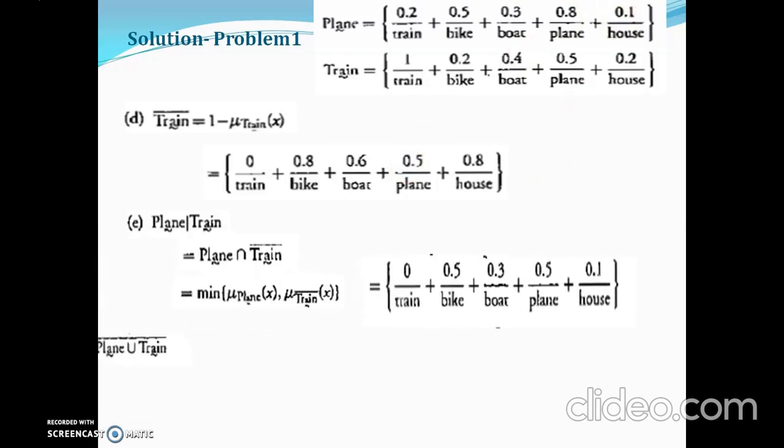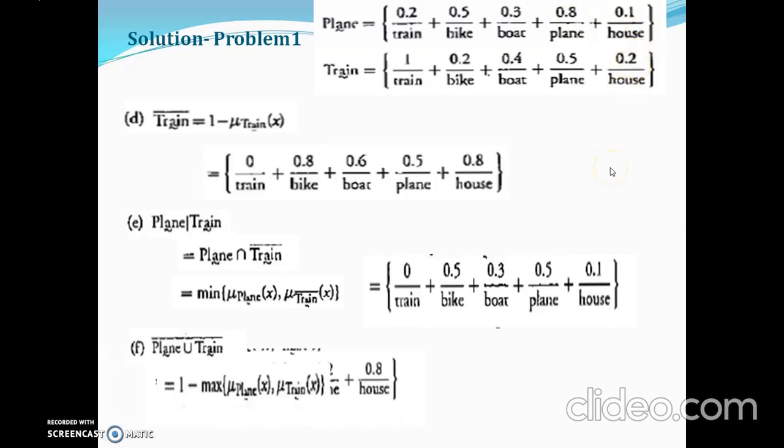Next operation, calculate the plane union train, then its complement. So consider this maximum value 1. 1 minus 1, the value will be 0. Consider 0.5, 1 minus 0.5, the value will be 0.5. Consider the maximum value 0.4, 1 minus 0.4, 0.6. Consider the maximum value 0.8, 1 minus 0.8, the value will be 0.2. Consider the maximum value 0.2, 1 minus 0.2, the value will be 0.8.